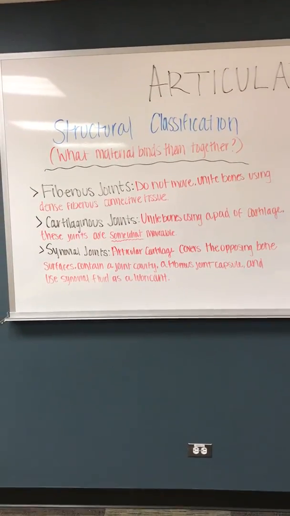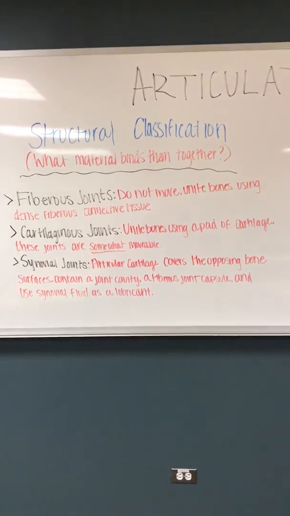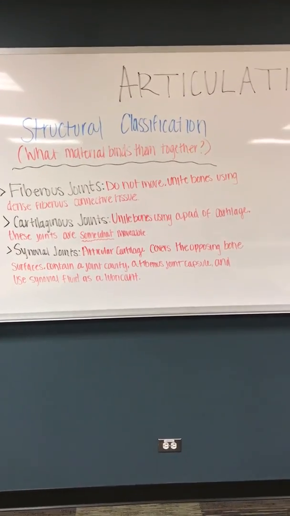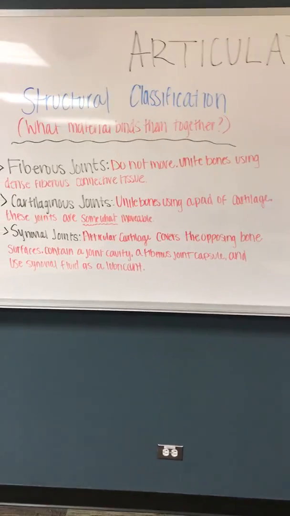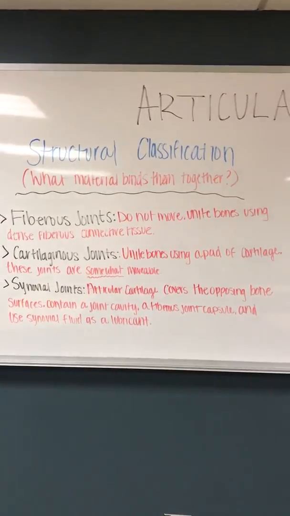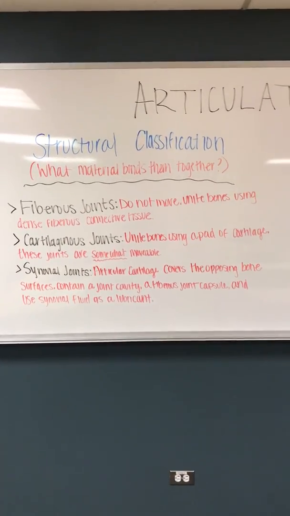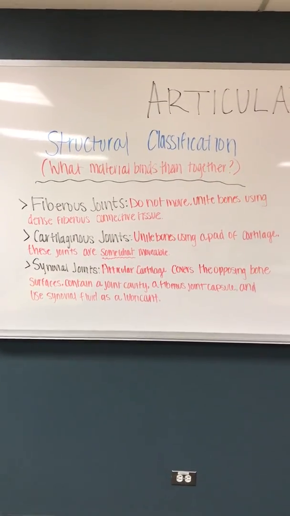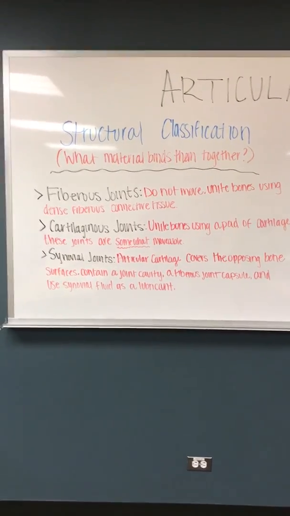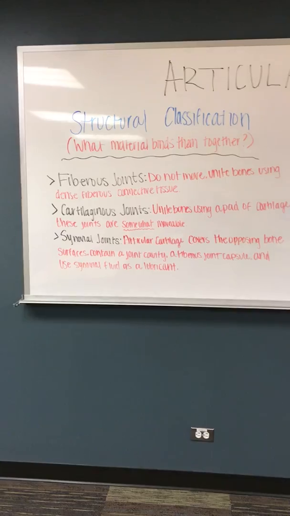Fibrous joints, they don't move, and they unite bones using a dense fibrous connective tissue. Obviously fibrous connective tissue, it's in the name, so that's pretty easy. Cartilaginous joints, again, it's basically in the name again. They unite bones using a pad of cartilage, and cartilaginous joints are somewhat movable.